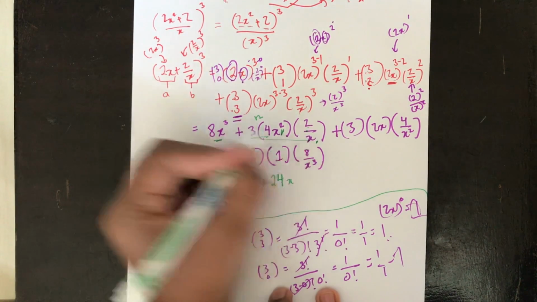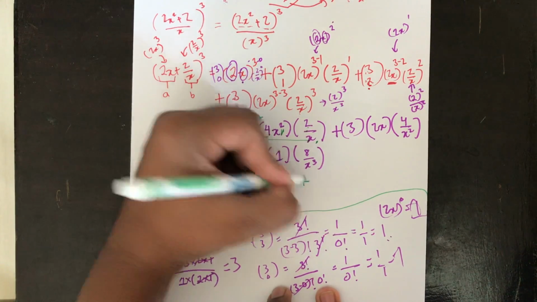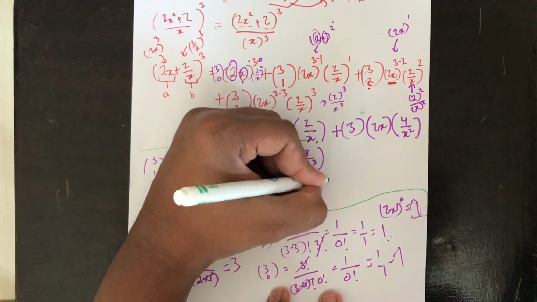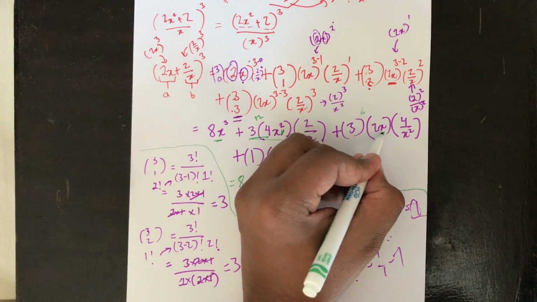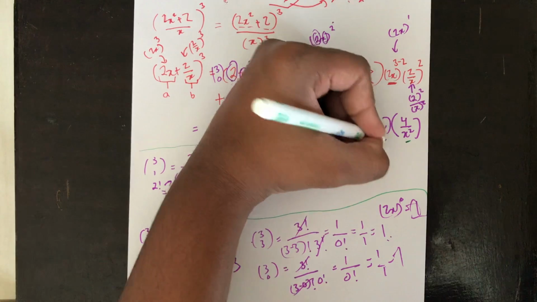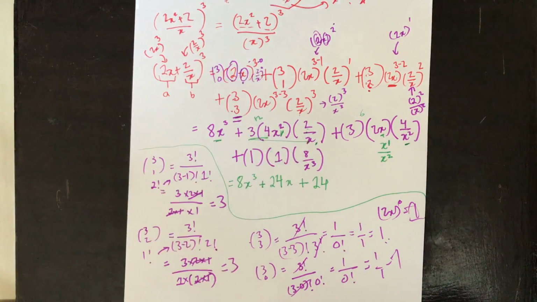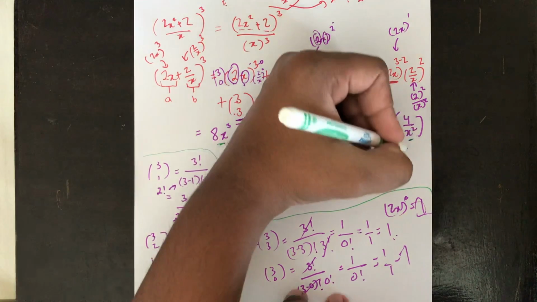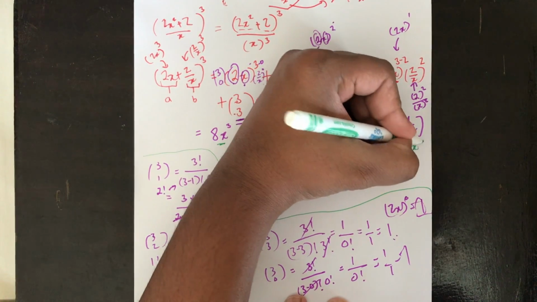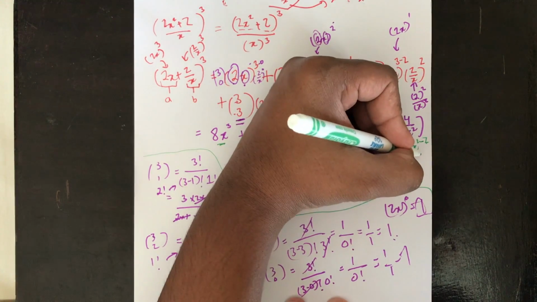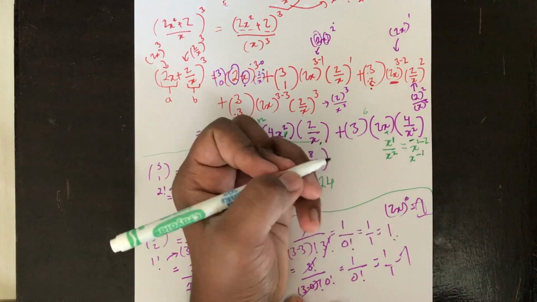So this is done. So now let's move on to this one. Plus 3 times 2, 6. 6 times 4, 24. So 24. But now I have x divided by x squared. So that's x power 1 divided by x squared. That's the same as x power 1 minus 2, because of the laws of indices, always remember them. That's the same as x power minus 1.